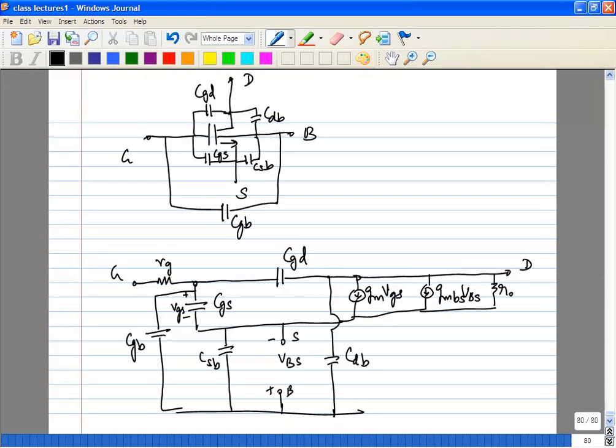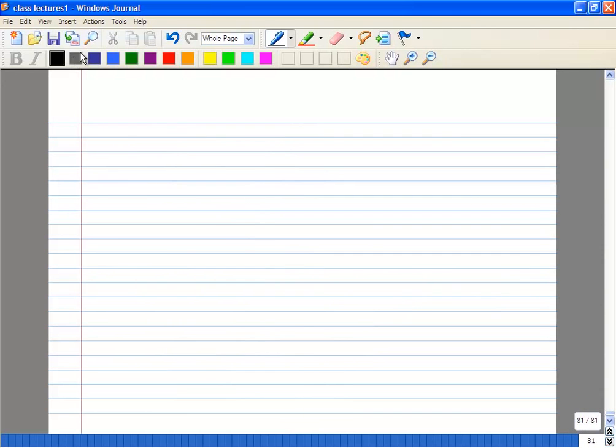Gate to bulk depends on the CCB in some cases, and doesn't depend on it in other cases. This is just the capacitance. So we looked at the value of each one of these five in the previous slide, right? Okay. So now what is the Gm?